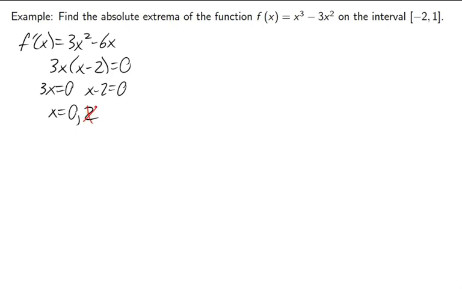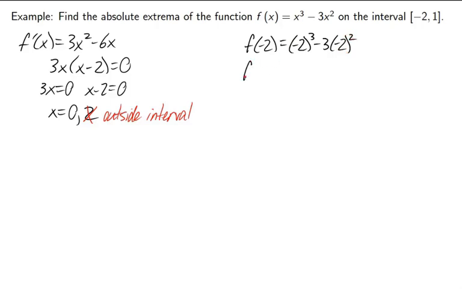With that said, this is outside the interval. We have one critical value and we have 2 endpoints. So plug them back again into the original function. Don't try the derivative, just plug them into the original function. We've got the endpoint, we've got the critical value that we found that was 0, and then we've got the other endpoint of 1.